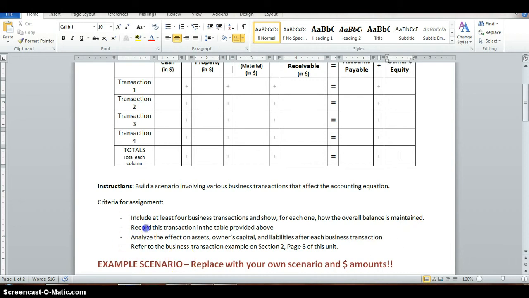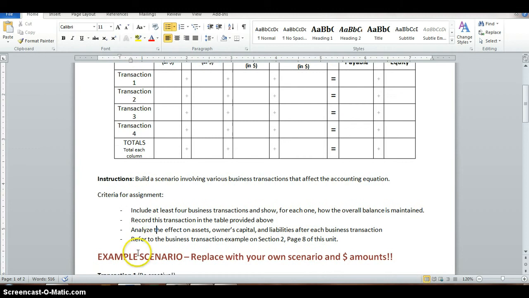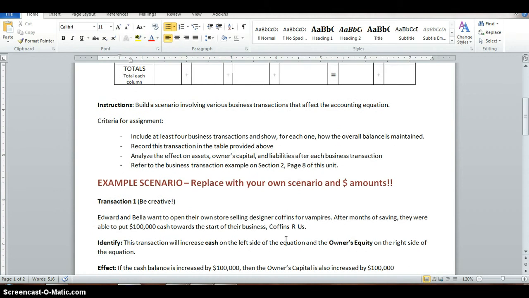Then we're going to record these transactions in the table above and analyze the effects on the assets, owner's capital, and liabilities. When I say analyze, I mean is it going to increase or decrease that account. Right now we're just looking at increasing or decreasing. Refer to the business transaction example if you need more help on page 8 of section 2 of this unit 3.